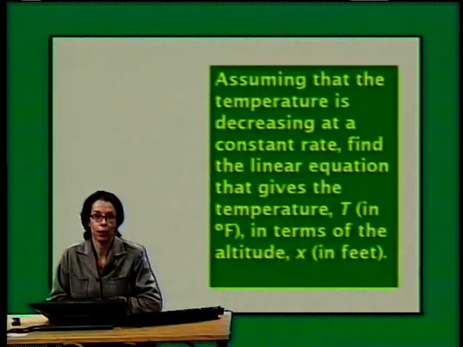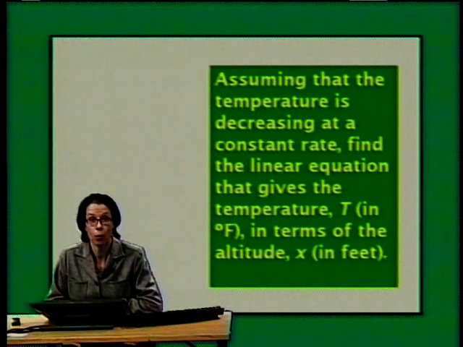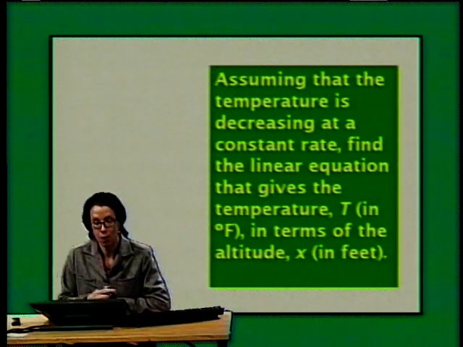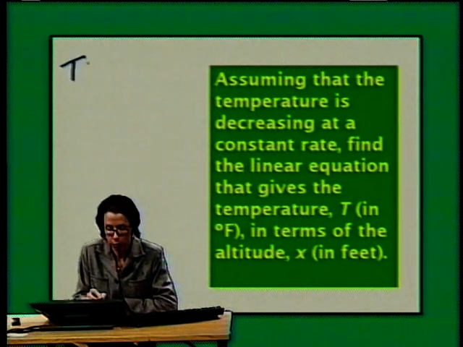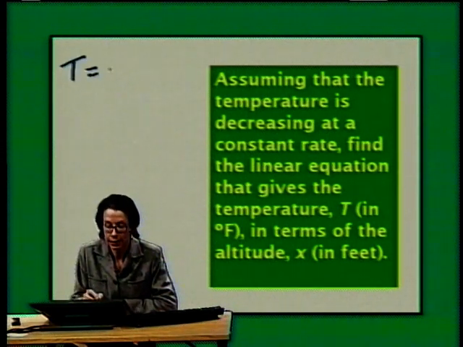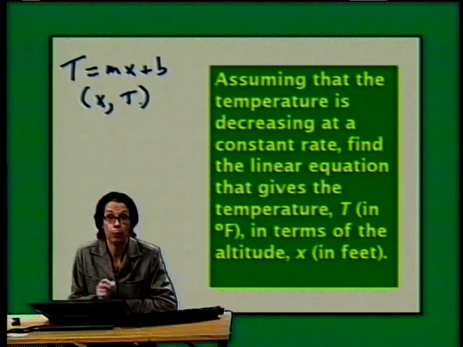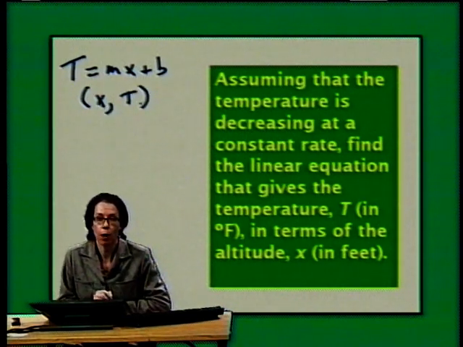So there's a lot here. So let's start by looking at the basic question. The basic question says, assuming the temperature is decreasing at a constant rate, find a linear equation that gives the temperature in terms of the altitude. So in our problem, our linear equation is going to be of the form T equals mx plus b. Our ordered pairs are going to be of the form altitude, temperature. So let's look at the problem and see what information would give us ordered pairs.